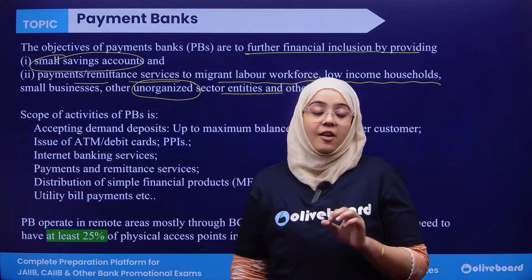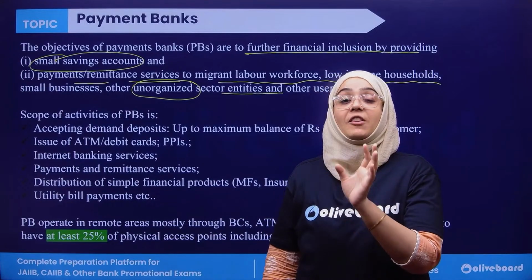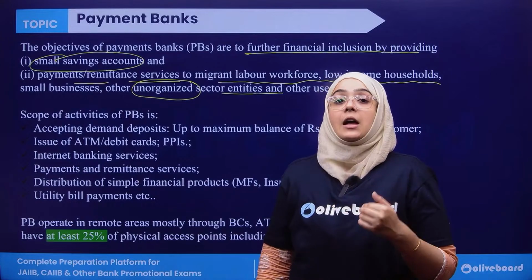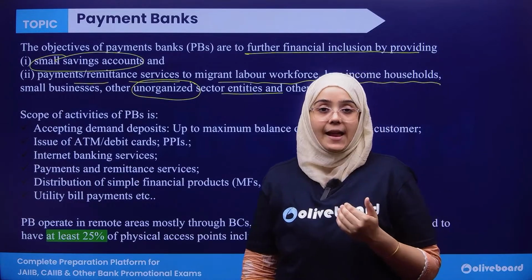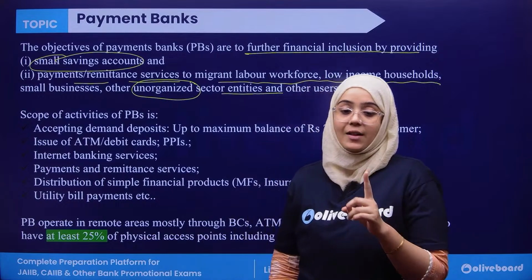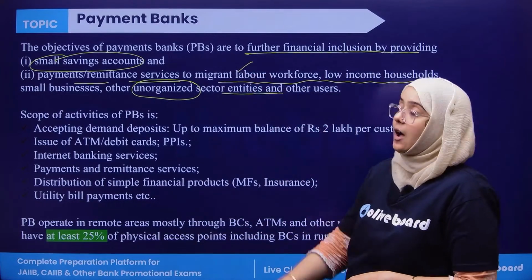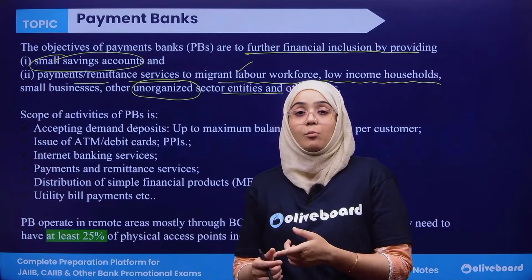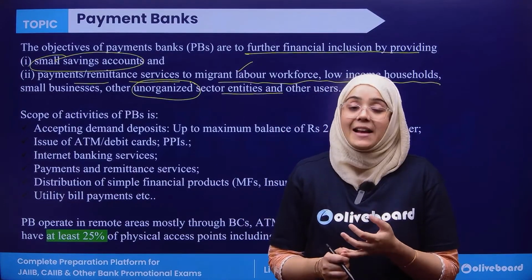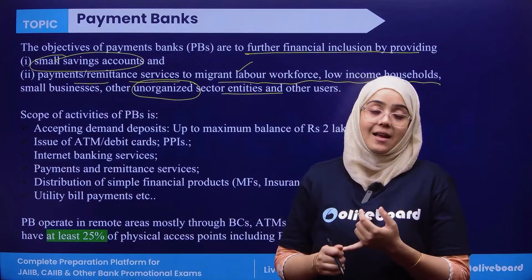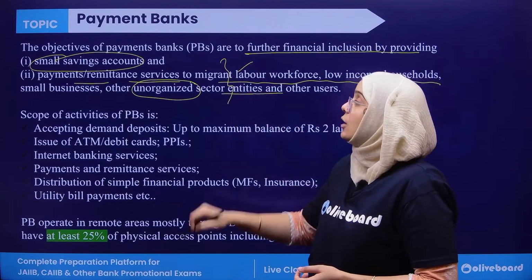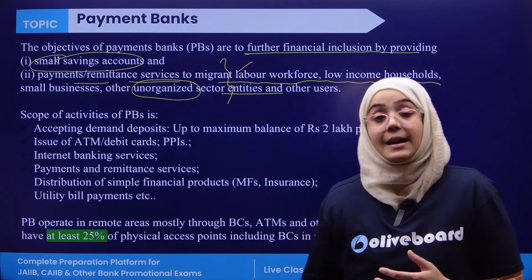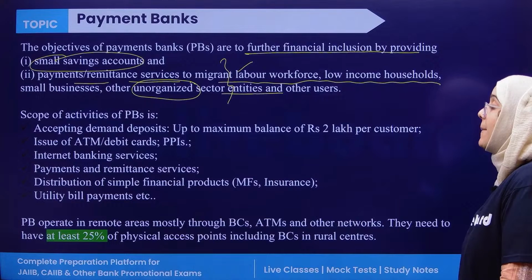So payment banks are again a source of financial inclusion for the bank. Payment banks actually increase financial inclusion. How? By providing, first of all, small savings accounts, and second, they provide remittance facilities to small lower income households, migrant workers and even the unorganized sector. So by providing these activities, a payment bank can connect a person with the banking system.